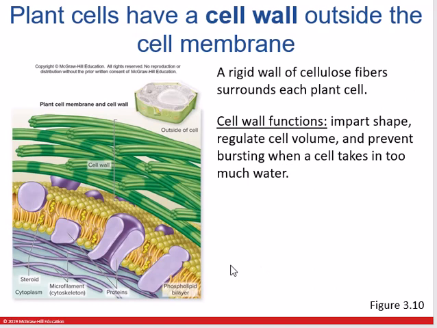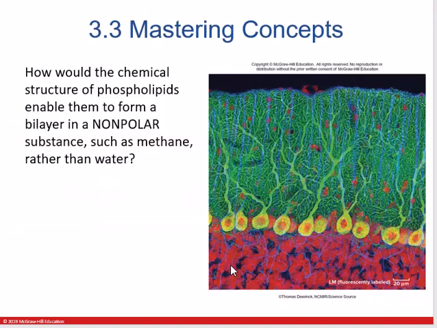The function of the cell wall is that it not only gives the shape, but actually keeps the shape intact also. It does not allow plant cells to burst.